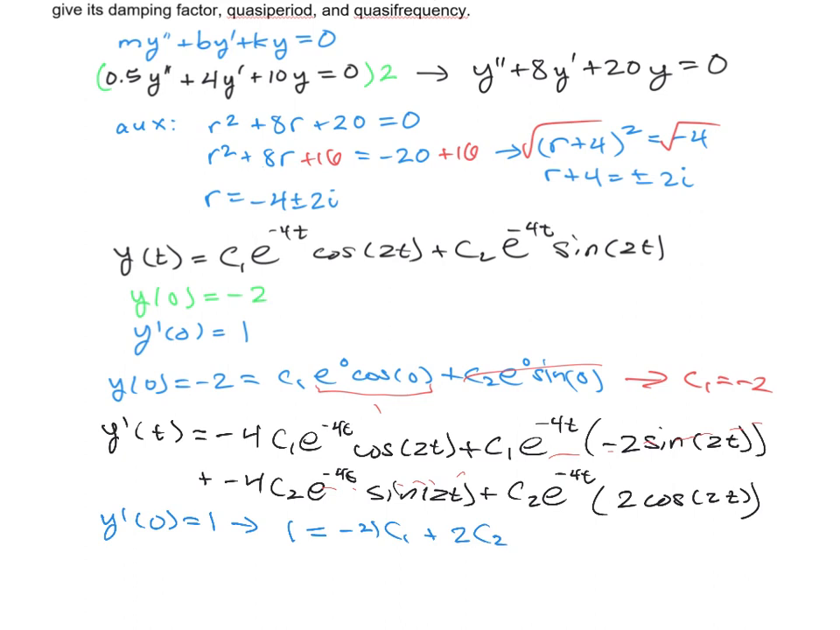All right, so we have negative 4c1 plus 2c2 equals 1. We can substitute in our value of c1. So 1 is equal to negative 4 times a negative 2 plus 2c2. So that means that 1 is equal to 8 plus 2 times c2. Negative 7 equals 2c2. So c2 is negative 7 halves.